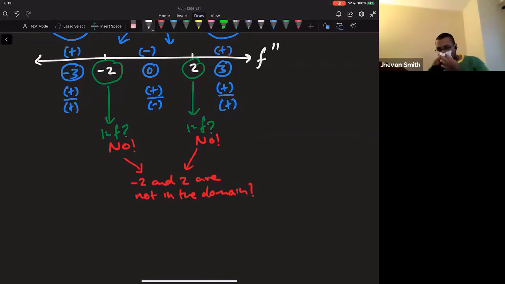So be careful of that. That's a common mistake. You want to pay attention to all the parts and just don't forget anything that you did before.